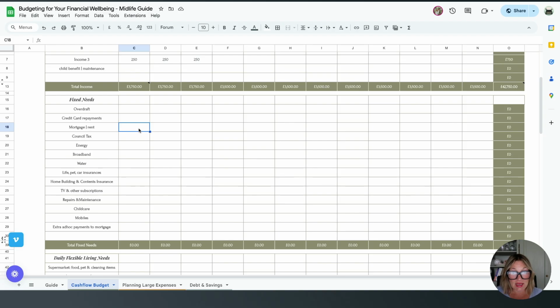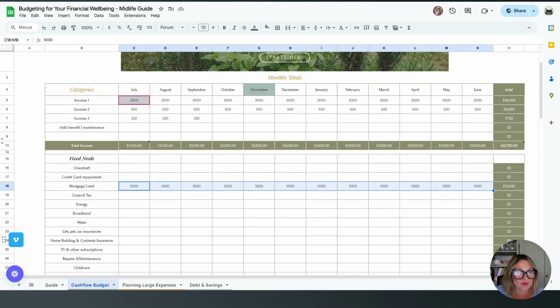Mortgage and rent goes in here. So let's just give a little example. Let's just call it £1,000 a month, just for ease. Again, drag it right the way across there. We can see at the end of the 12 months, we've got £12,000 we're spending on our mortgage and/or rent. Now, it's not until you look at the annual figure that you think, oh my God, that's such a lot of money out of my income. And this is where it gets really interesting because you can then see it in its entirety for 12 months.